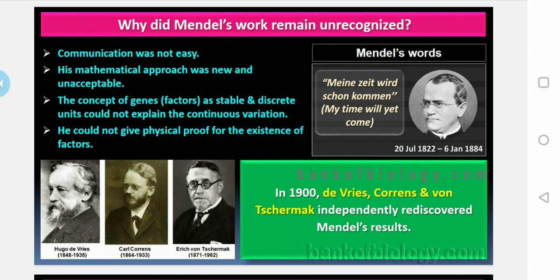And finally, the very important reason: Mendel could not provide any physical proof of the existence of factors. Generally, he talked about genotypic expressions, isn't it? But Mendel could not provide any physical proof of the existence of these genes or factors. So because of all these reasons, Mendel's work on principles of inheritance remained unrecognized.